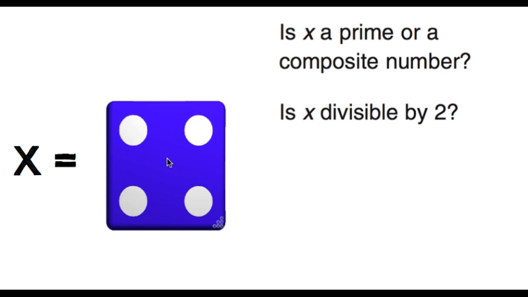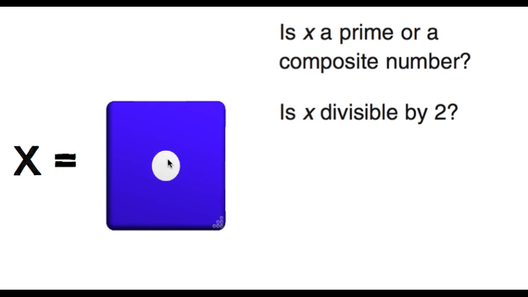Okay, hopefully we get a different number when we roll this time. Awesome, x equals 1. So we're going to put that up here. And our question is, is x a prime or composite number? Is x divisible by 2? All right, so we're going to replace x. Every time we see x, we're going to replace that with a 1, because that's the value that was given to us for x. So the question now is, is 1 a prime or composite number? Is 1 divisible by 2?